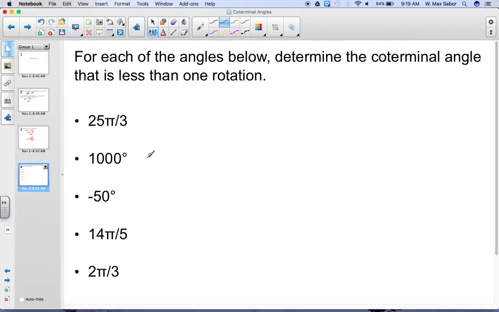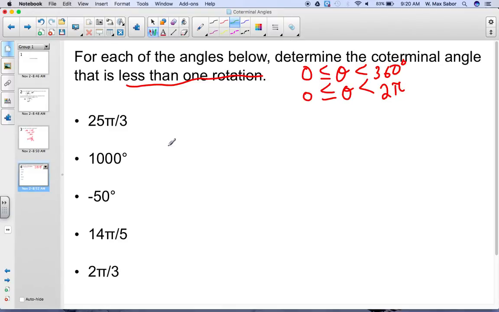For each of the angles below, determine the coterminal angle that is less than 1 rotation. There are a number of ways that I could write that. I could say 0 is less than or equal to theta is less than 360 degrees, or I could say 0 is less than or equal to theta is less than 2 pi. So what we can do is subtract or add 360 degrees or 2 pi until we get down to something that's in this range.